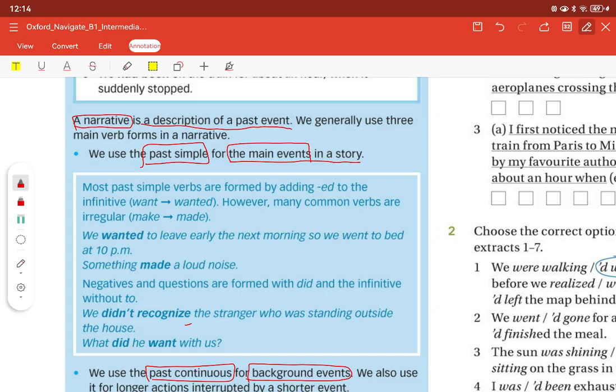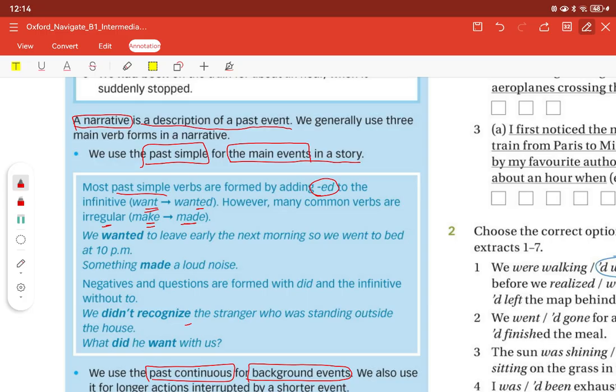When we use past simple, the two forms that you have to know are regular verb form and irregular verb form. Some of the verbs are regular. When you want to make the past simple form, you simply add -ed at the end of these regular verbs. But some verbs are irregular, with different spelling, like make and made, which are different words. Okay, so this is irregular verb form.